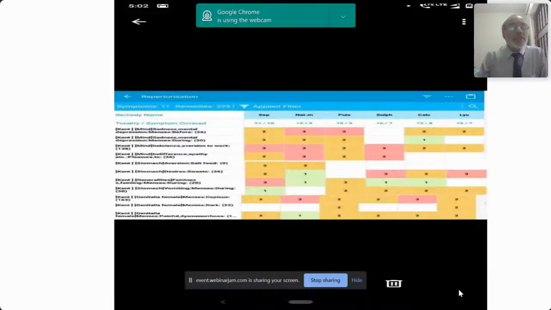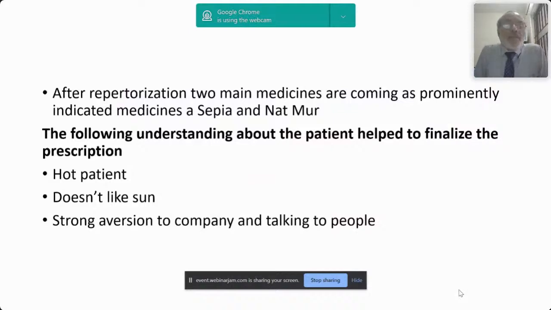So we have repertorized this case, and we have got two medicines running very close, Sepia and Natrum muriaticum. After repertorization, two main medicines are coming prominently, Sepia and Natrum mur. The following understanding about the patient helped to finalize the remedy. It was really difficult to differentiate because Sepia and Natrum mur go neck to neck in most of the symptoms. But a few symptoms are really helping to differentiate. One is hot patient, then does not like sun, strong aversion to company and talking to people. So the medicine is clear, it's Natrum mur.